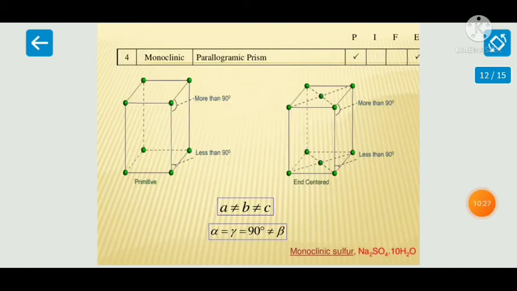Next is monoclinic, a parallelogram prism. See the primitive or simple one. In monoclinic structures, the angles are more than 90-degree and less than 90-degree. See in this picture, A is not equal to B is not equal to C. We have already discussed the end centered: two opposite faces are centered, besides the corners. An example is sodium sulfate, sodium sulfate decahydrate.